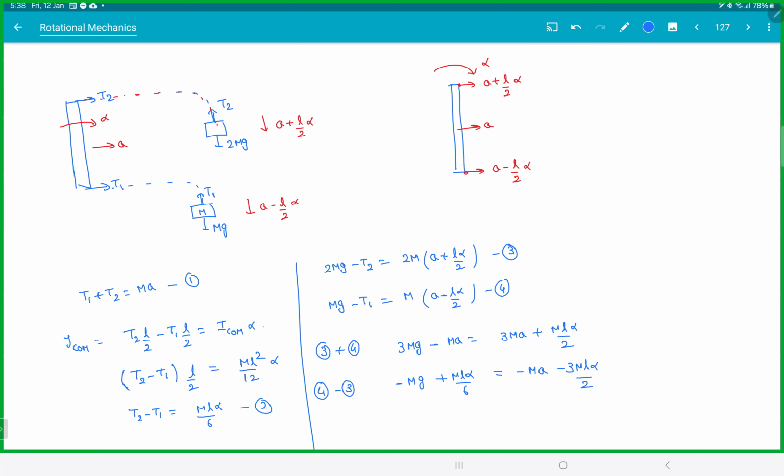I have two equations in terms of a and alpha now. I think this much you can do now. I will leave it to you. Find a from here and alpha from here and you're done. Please check the equations. If you got the equations right, you're done. Solving part is a different story.